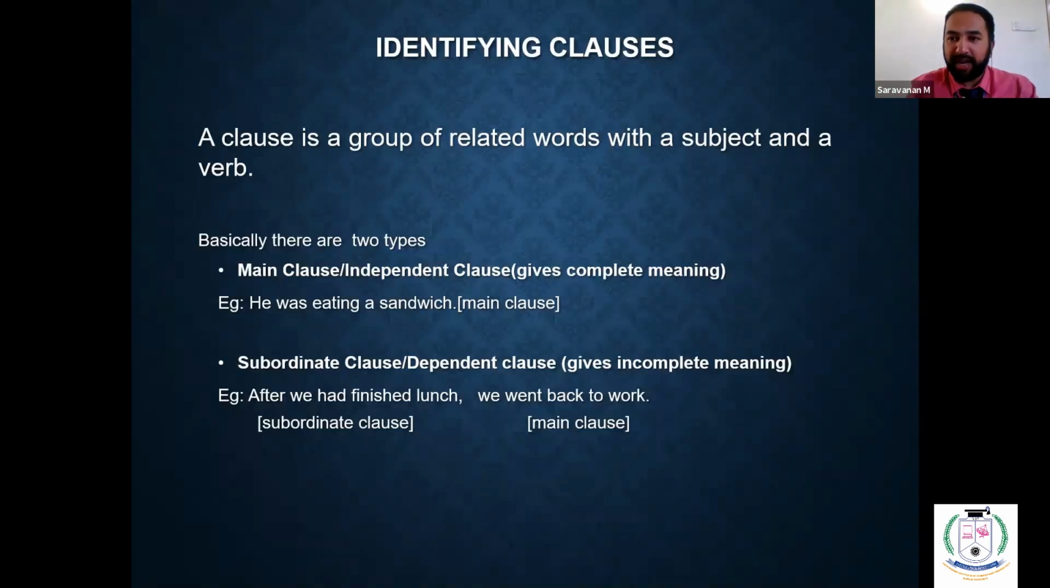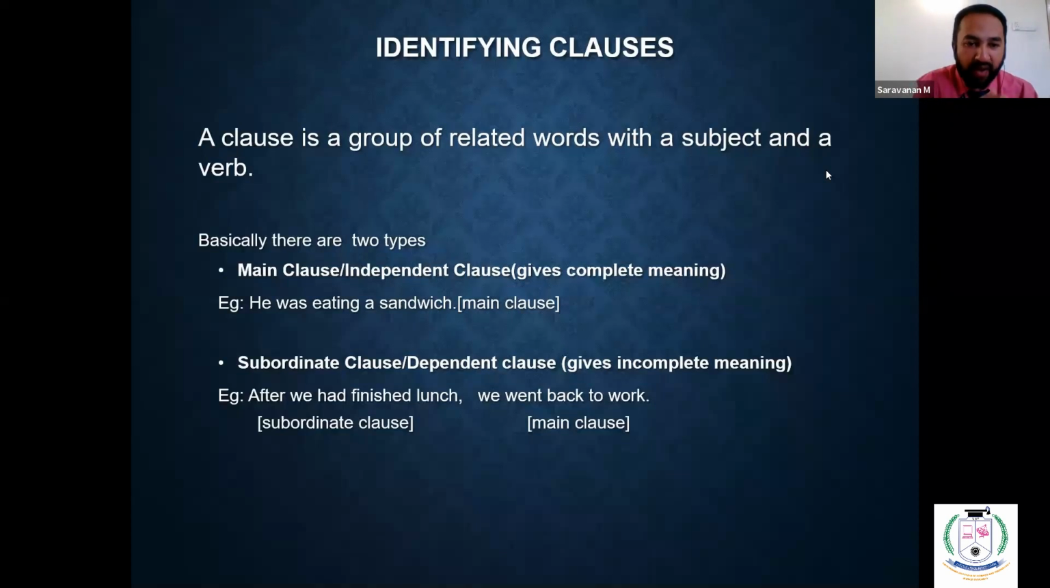What do you mean by independent clause? It can withstand on its own. It gives full meaning on its own. When you take the subordinate clause, of course it has its noun and a subject, in fact a verb, but it cannot withstand on its own. It needs the main clause for it to stand. It needs the main clause for it to give full meaning.